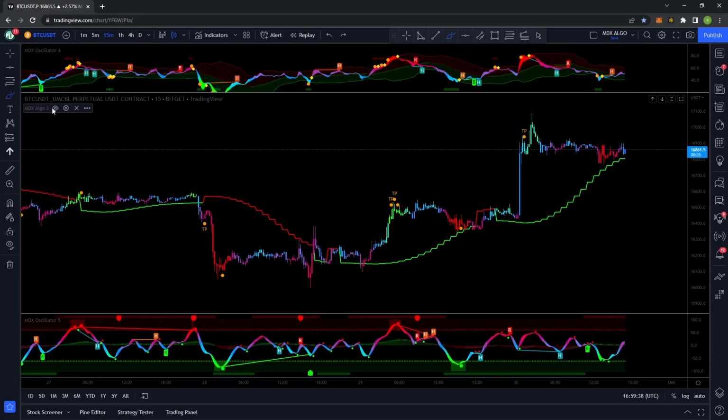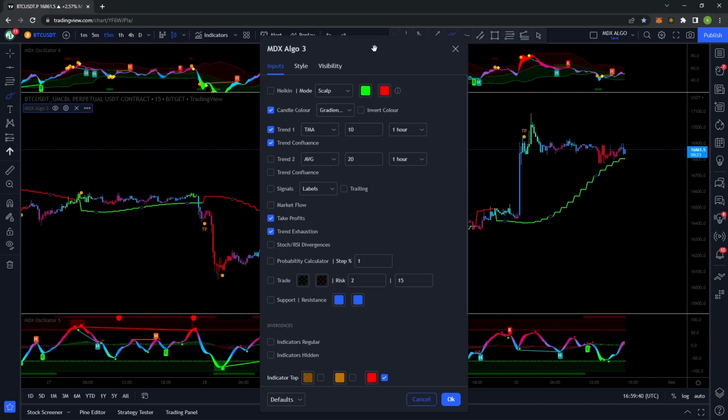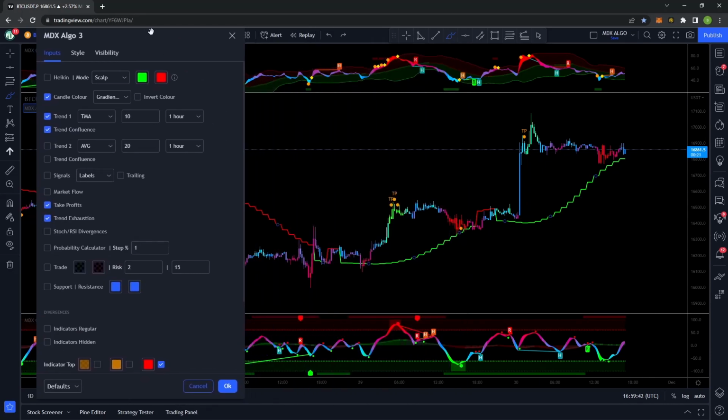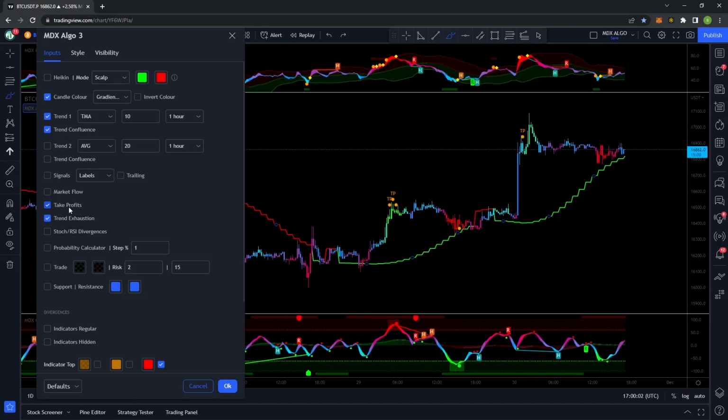Just going back into the options here. So like I said, I generally don't have the signals on, but just doing one thing at a time here. The take profits and trend exhaustion is both orange dots. And those are just warning signals. And again, one of the hardest things to do in trading, I found when I was learning, is taking profits. And that's still a battle at times.